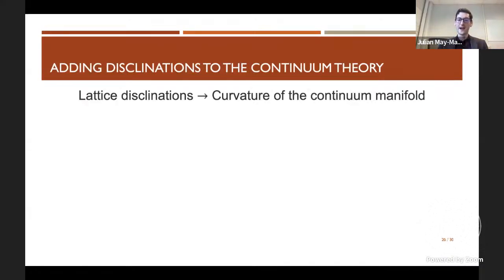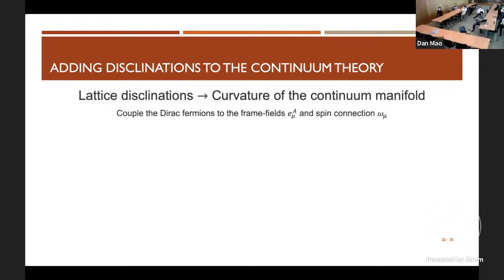All right, so with this in mind, we can now consider adding disclinations to our continuum theory by making use of the fact that lattice disclinations enter as curvature in the continuum manifold. So to do this, we want to now take our Dirac fermions and couple them to our frame field and the spin connection.